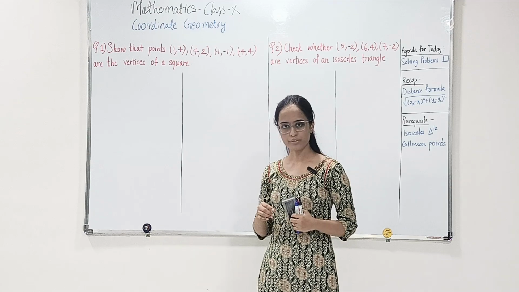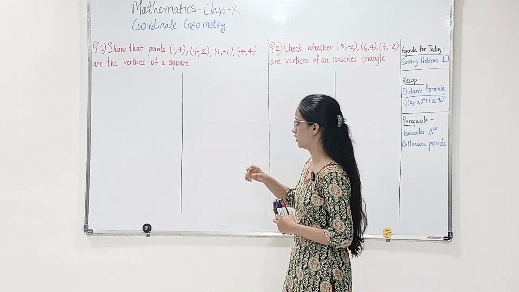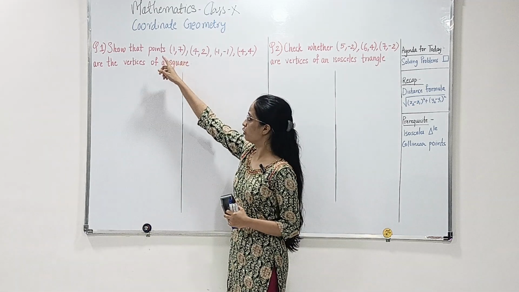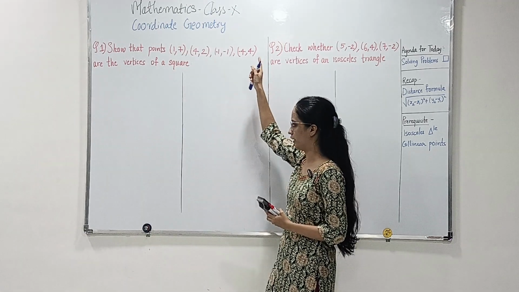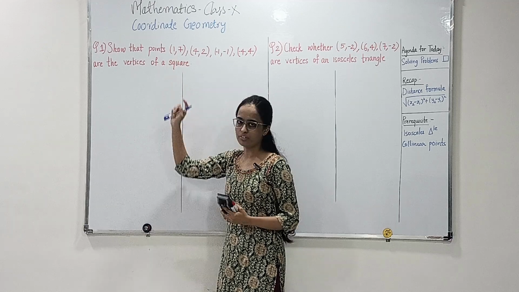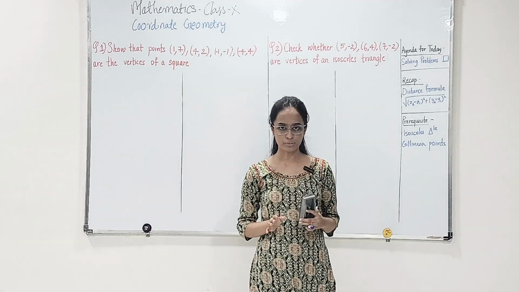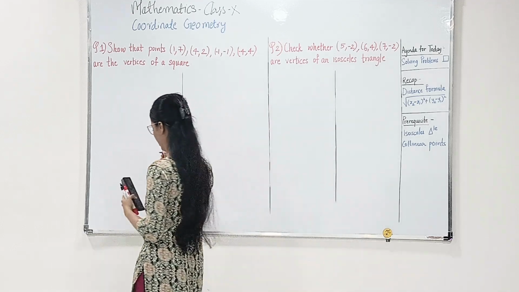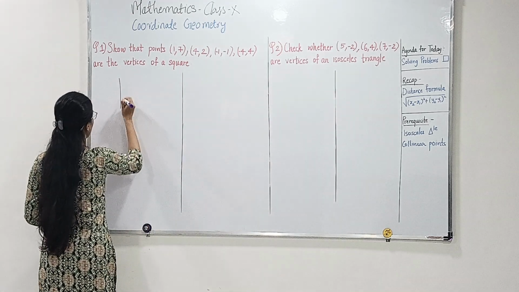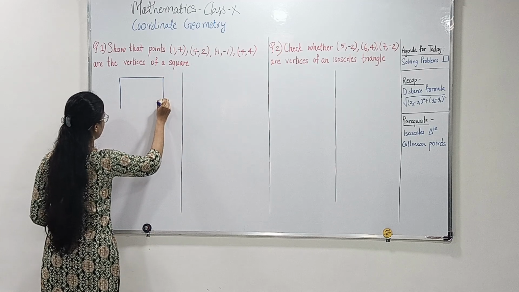So let's start with the first question. The first question says that you have to show that these 4 points or these 4 coordinates are the vertices of a square, meaning you have to show that it forms a square. So let us first draw a square.